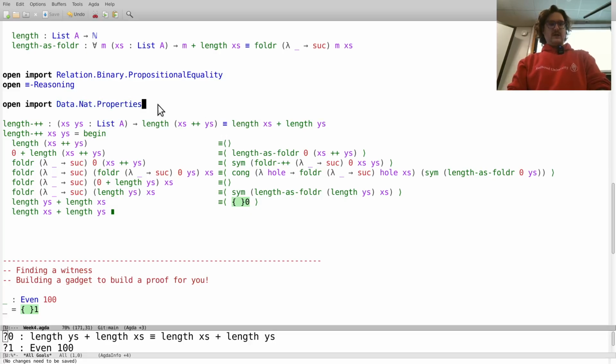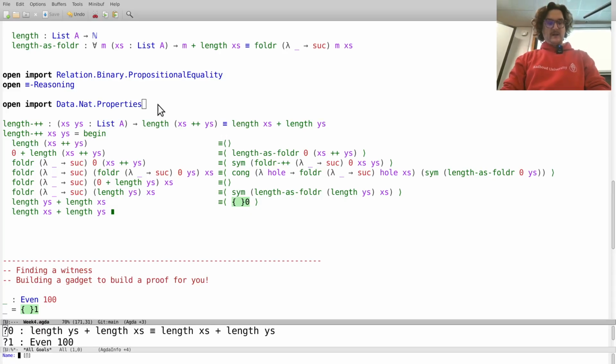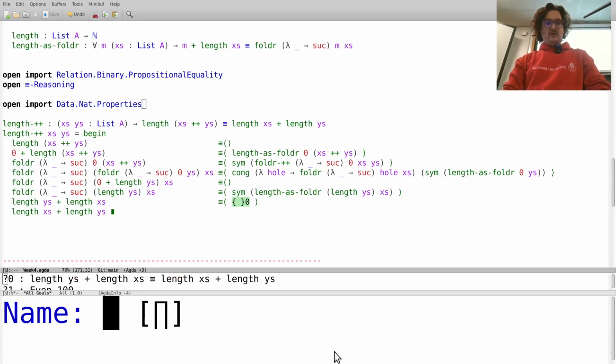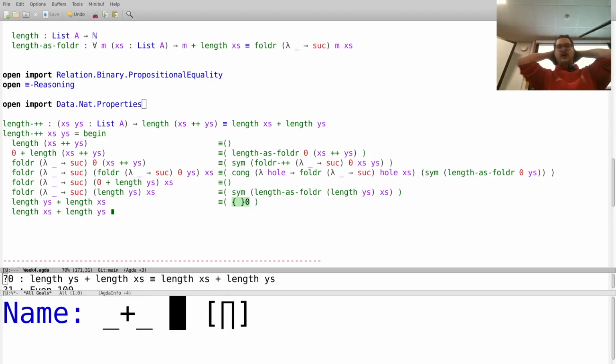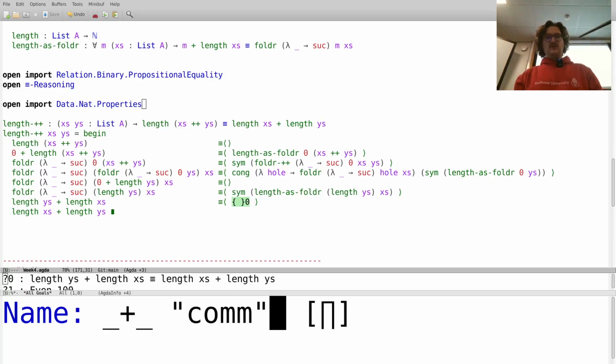So here, I don't know how it works in VS Code, but here I've imported all of the properties of the natural numbers. And I know that I want something that involves plus and commutativity. So I can do Control-C, Control-Z for search, of course. And then I can say that I'm looking for plus. And because I know the conventions of the standard library, I know that com is probably going to show up in the name of the result. So I'm saying I want this identifier to show up in the type, and I want this substring to appear in the name of the lemma.